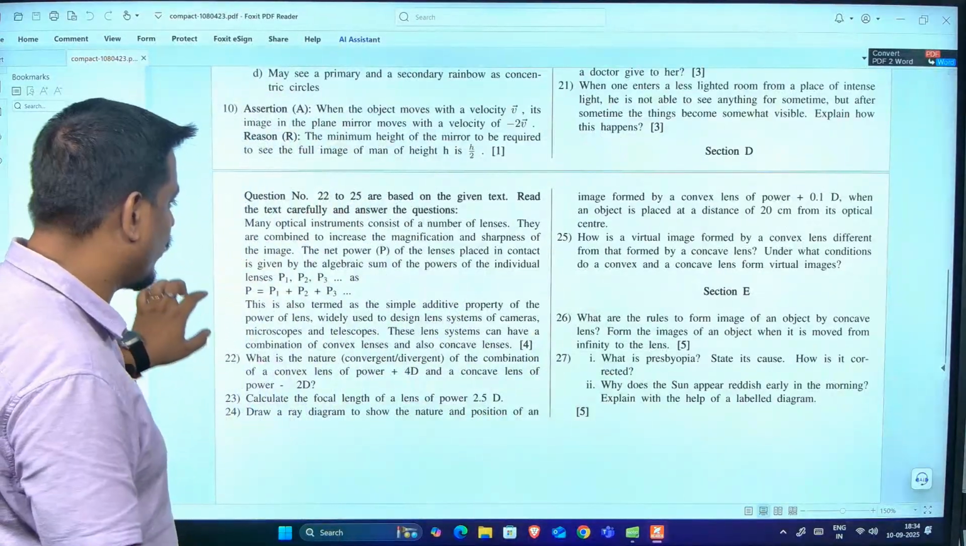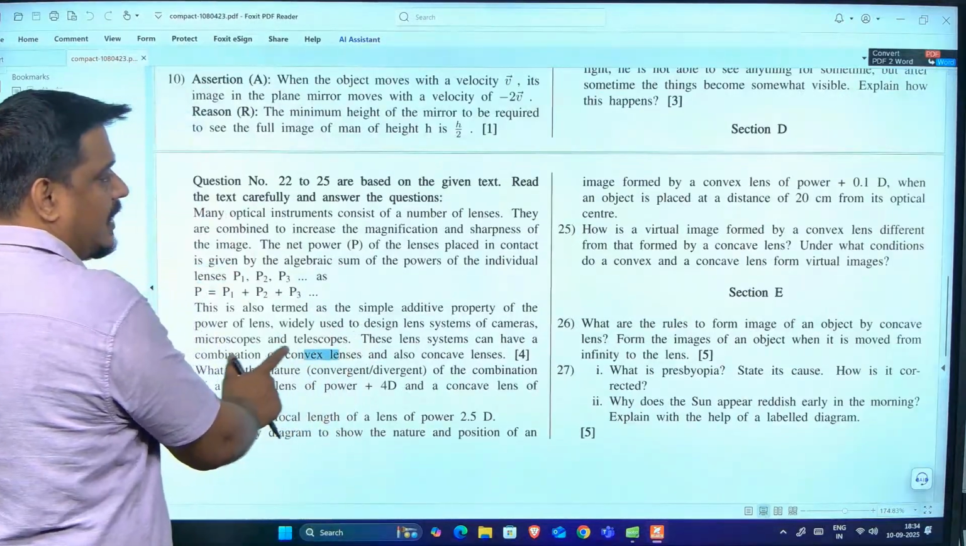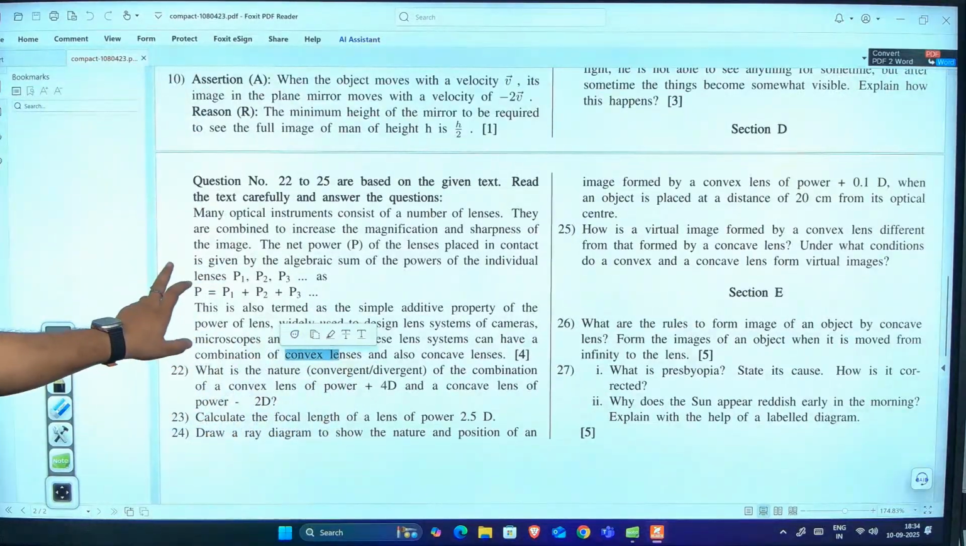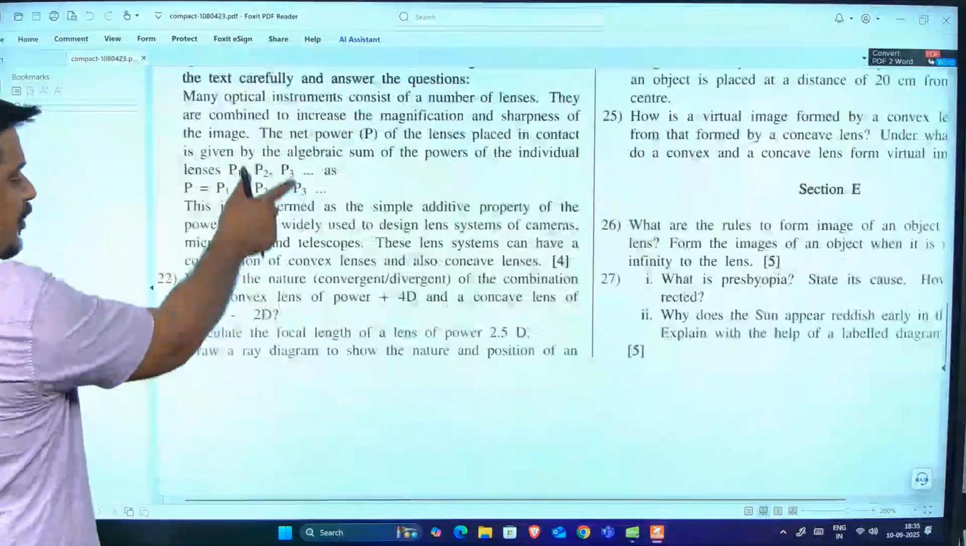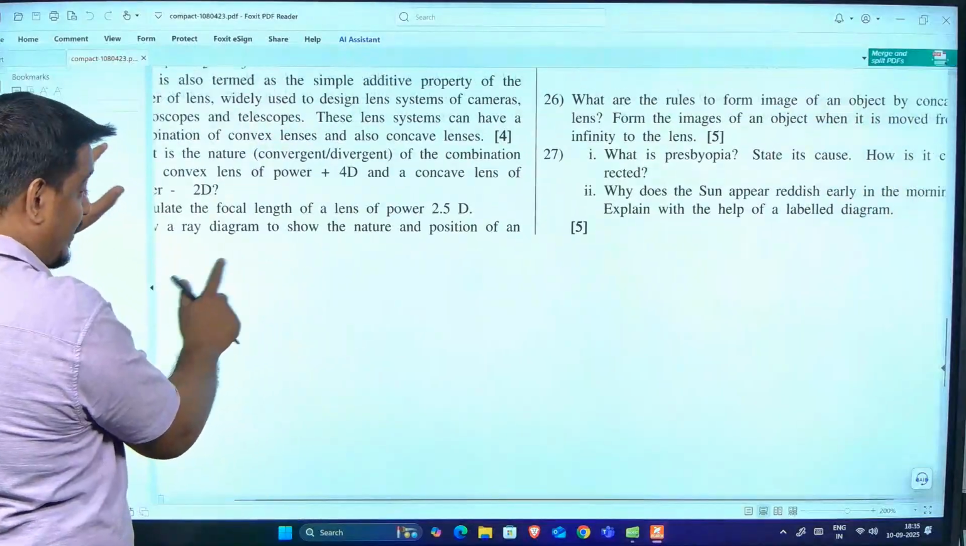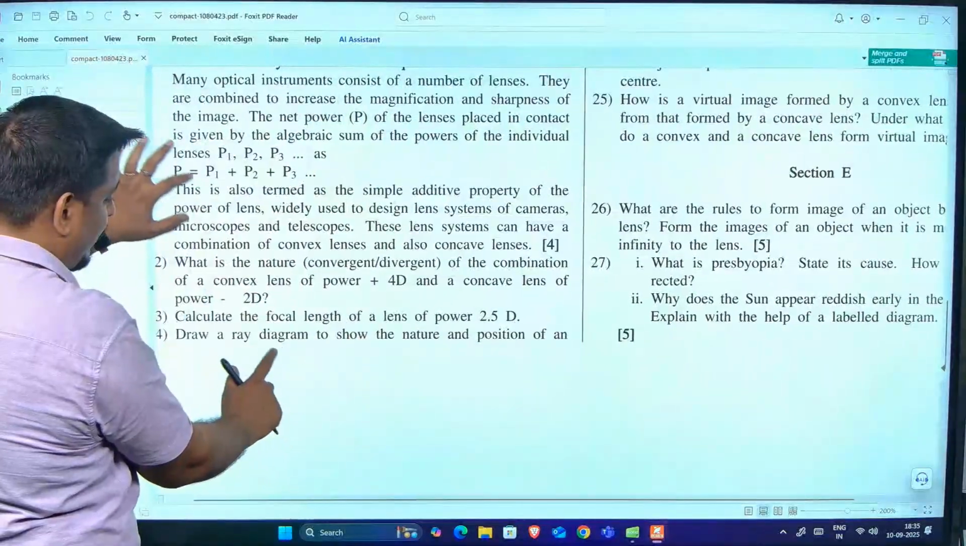Question number 24. I have also sent you a worksheet in the group. I don't know how many of you minded it. I told you it will be helpful for you for the upcoming school examination.